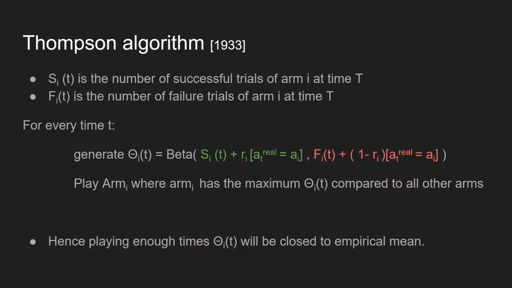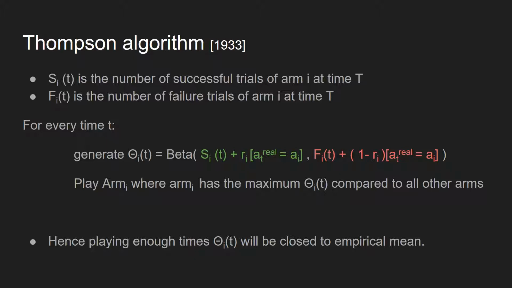So let's look at Thompson's algorithm with respect to answering the question of exploration versus exploitation. For this, you need to keep track of two things for each arm: the number of times an arm was successful and the number of times the same arm was unsuccessful. So the algorithm goes like this.